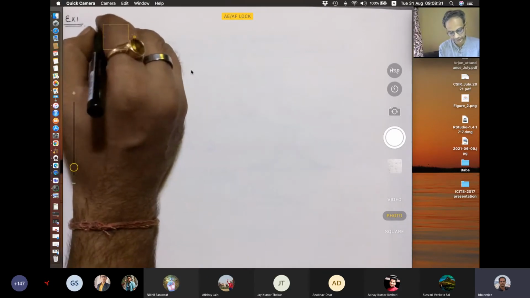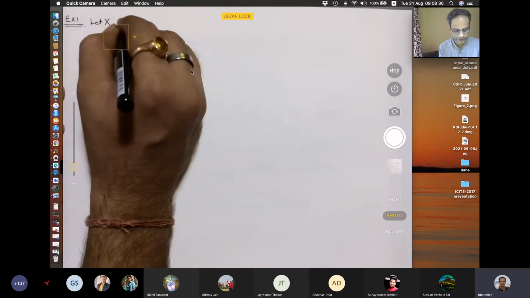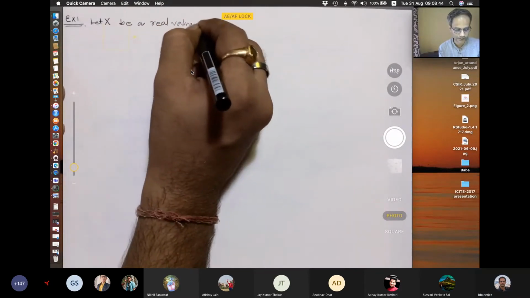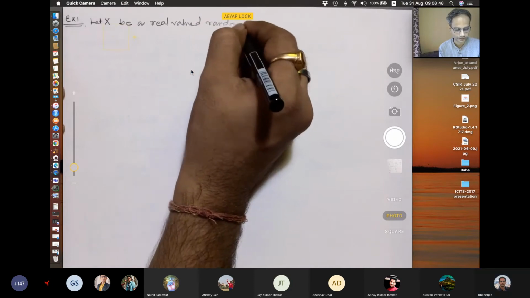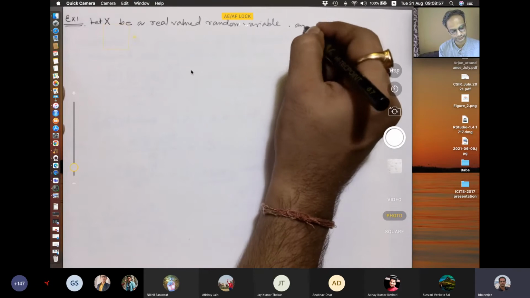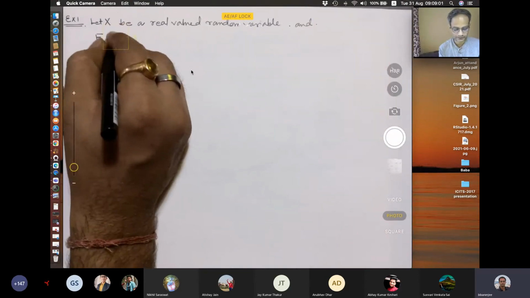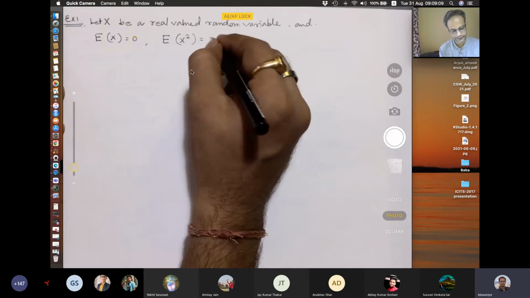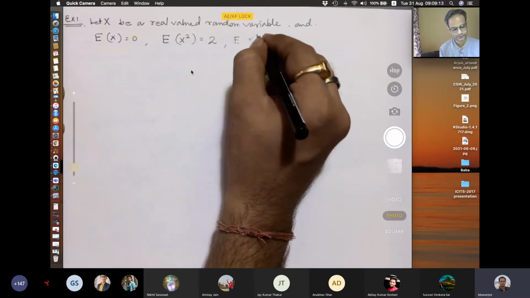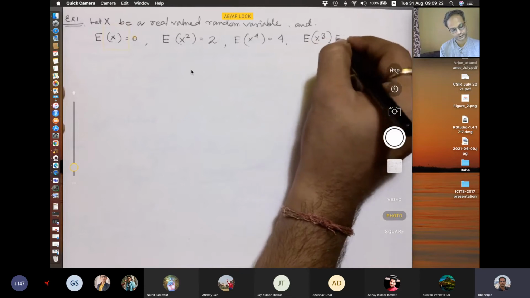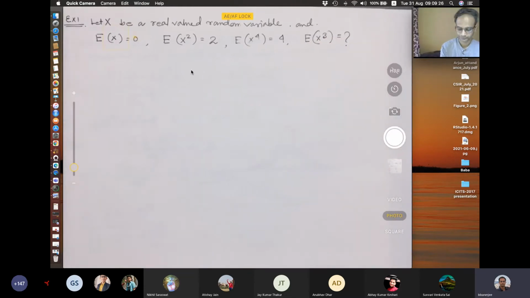So suppose this is given that let x be a real valued random variable, and expectation of x is 0, expectation of x squared is 2, expectation of x to the power 4 is 4, and the question is... tell me, how will you address this problem?